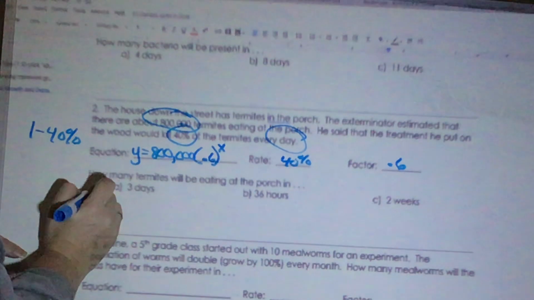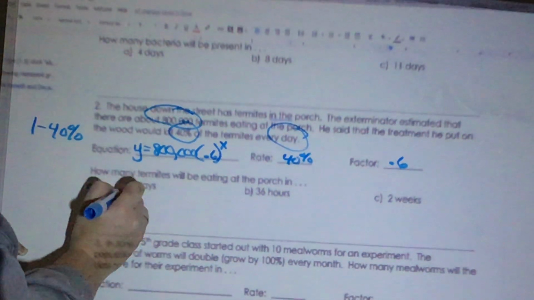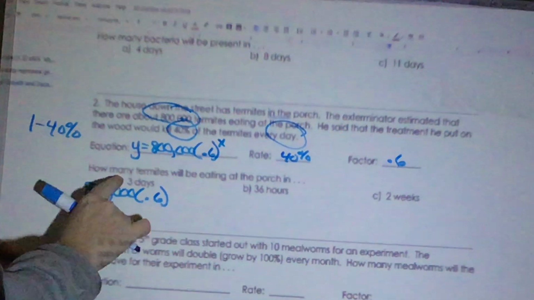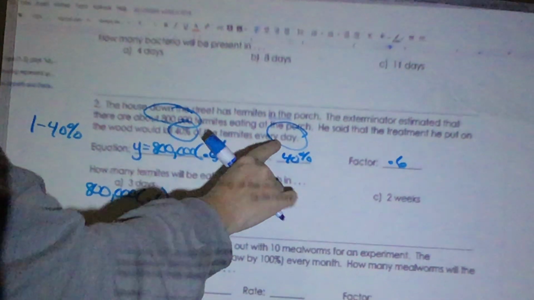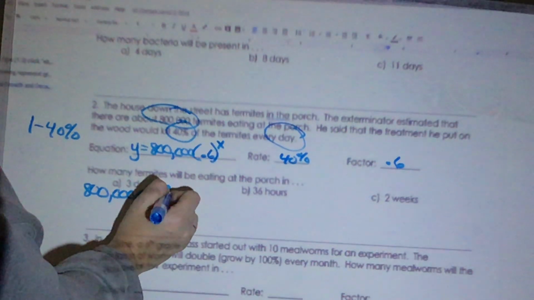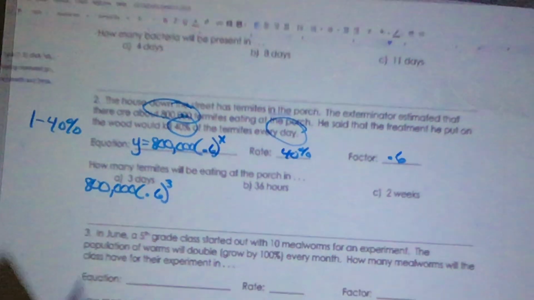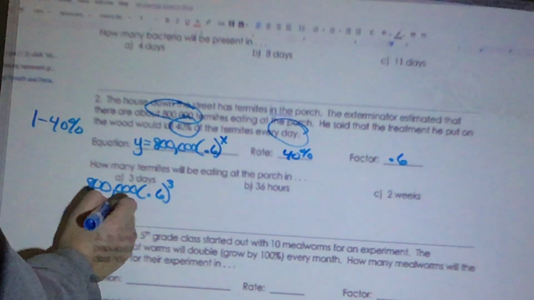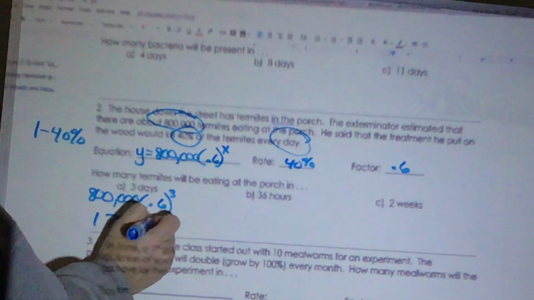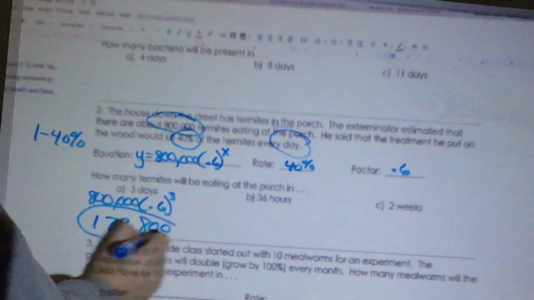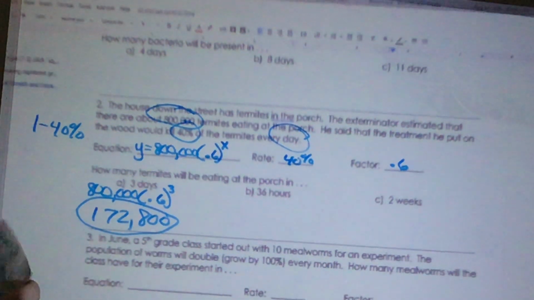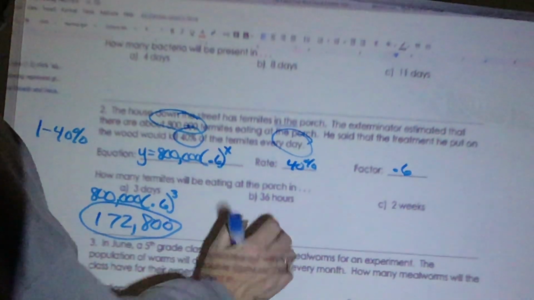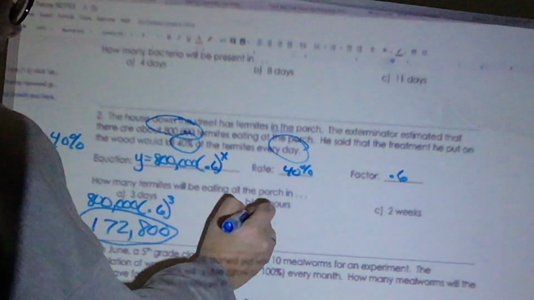So now on a calculator you would plug in 800,000 parentheses 0.6, and for 3 days, if this happens every day, we're just going to put a 3 in. And if you put a 3 in for that, and you round it to a whole number, you should get 172,800. That's how many termites will be left after 3 days.